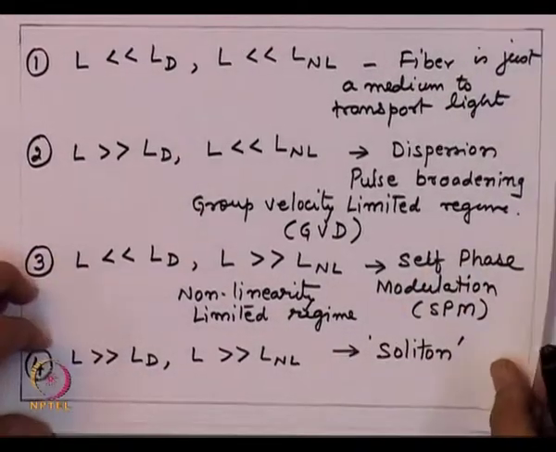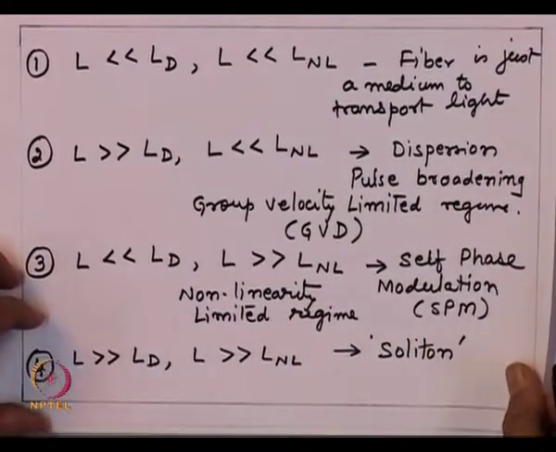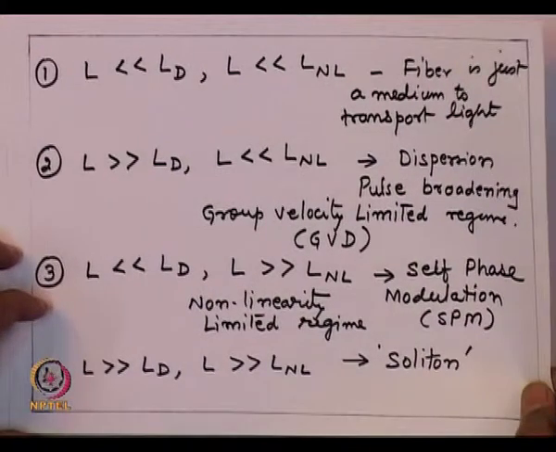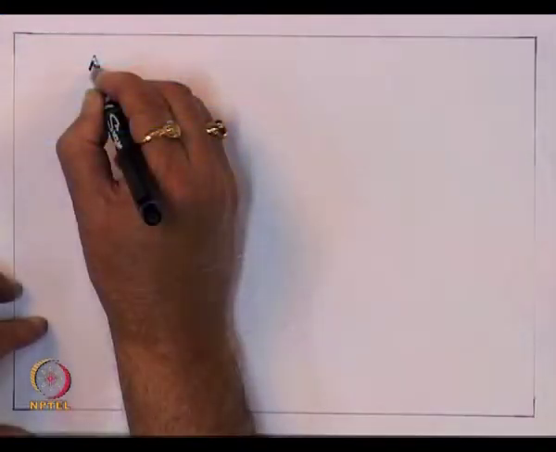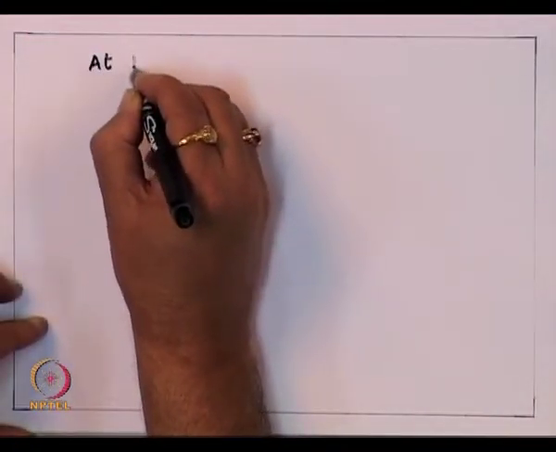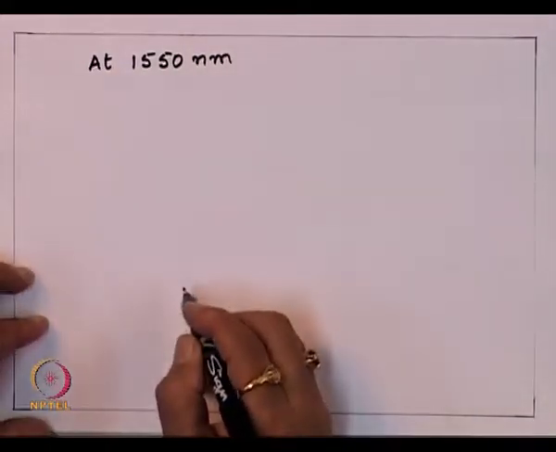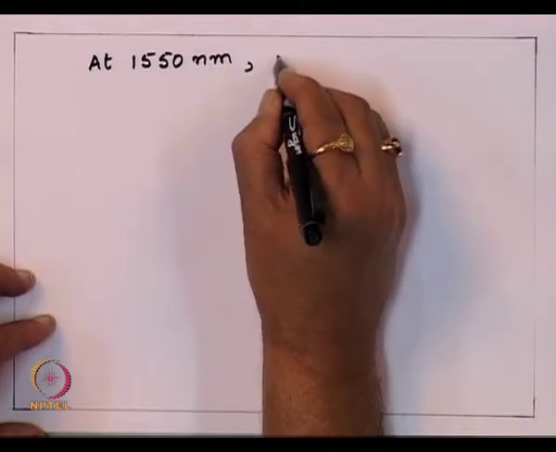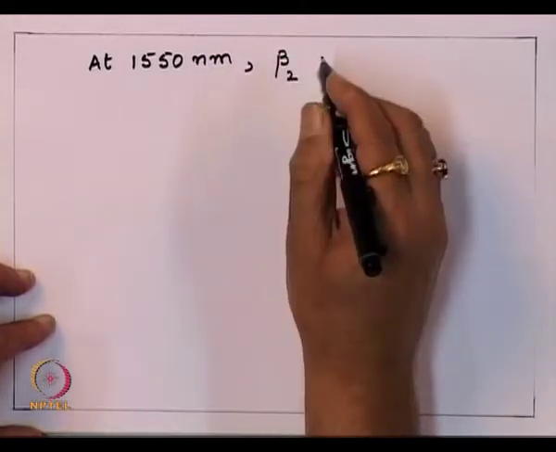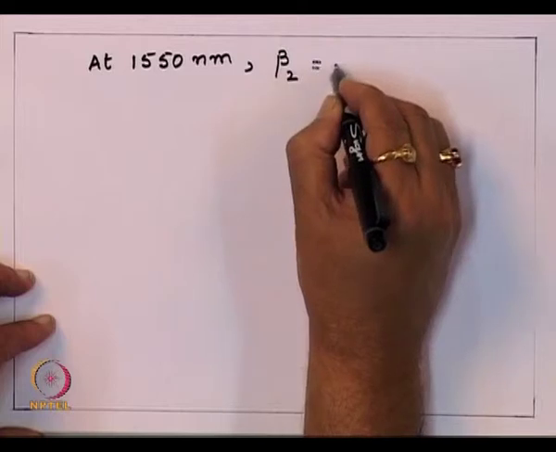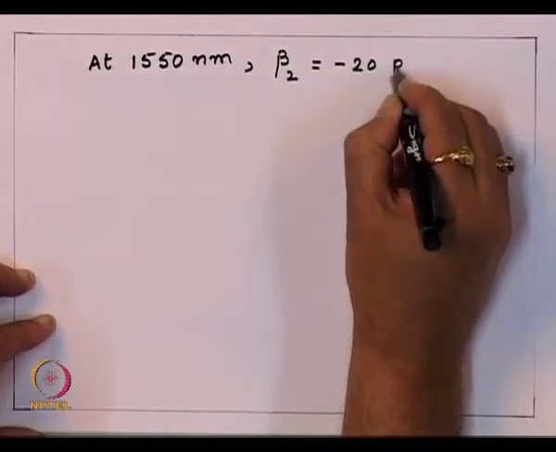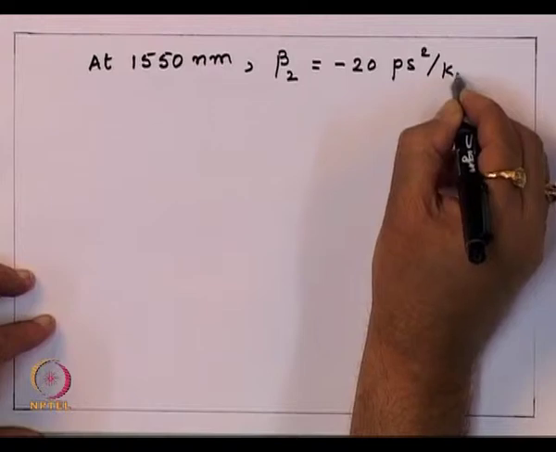Just to give you a few numbers, let us see under what situation what effects would start showing their presence. Let us take a typical case of propagation. Let us say we consider the wavelength of propagation, which is 1550 nanometer, that is the optical window which is used. The beta 2 at that wavelength for a typical fiber is minus 20 picosecond square per kilometer.